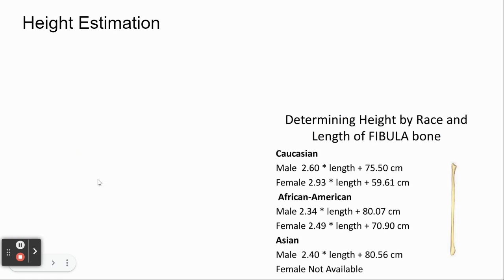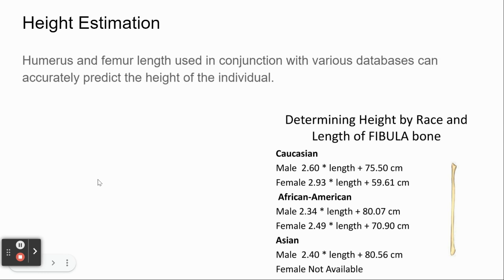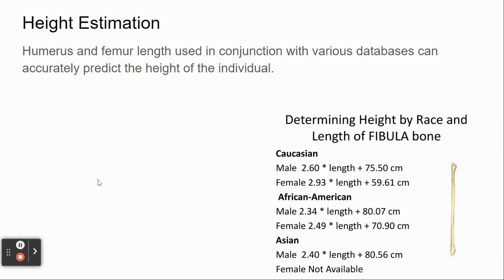All right. So to be able to estimate height, there are a number of different databases, formulas, whatever you want to call them, that are going to be used to help determine what the height of the individual was while they were living. Okay. So again, being able to identify the ethnicity of the skeleton is important. It's going to make this a lot more accurate. You could do it without, and you would get a range.